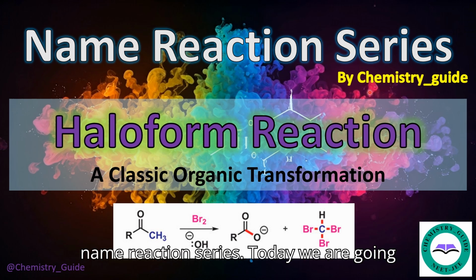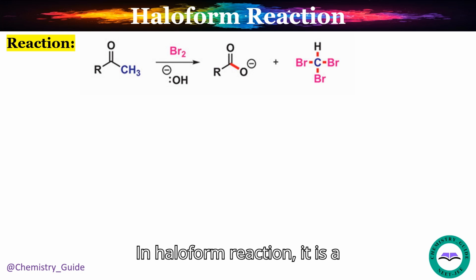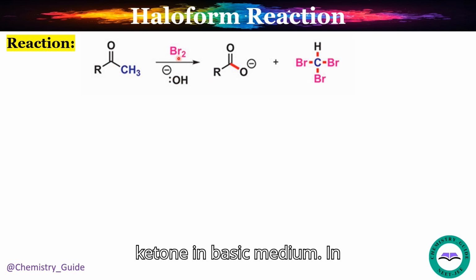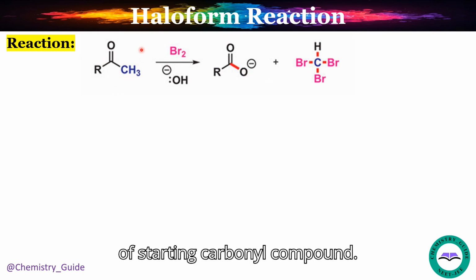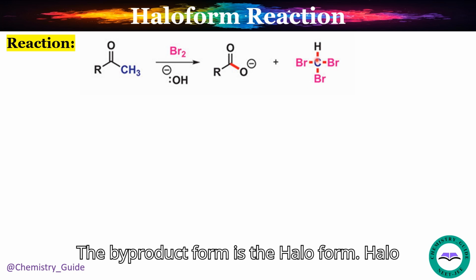Name reaction series. Today we are going to see the haloform reaction. The haloform reaction is a reaction between carbonyl containing compounds such as aldehydes or ketones in basic medium, with bromine, chlorine or iodine to get the acid derivative of the starting carbonyl compounds. The byproduct formed is the haloform.